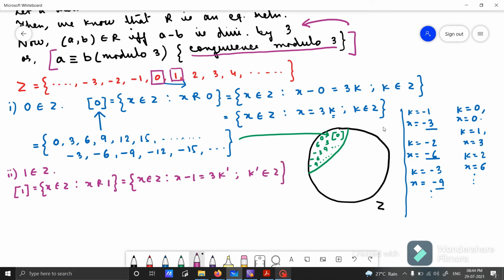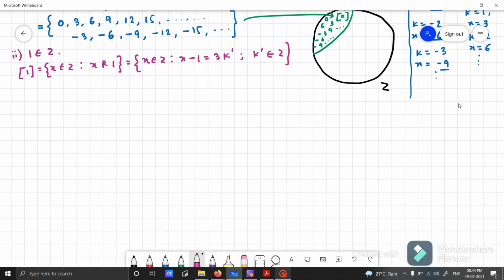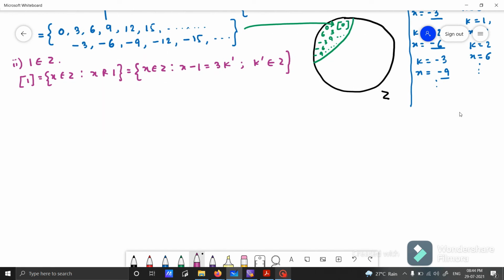Now let us see which are the elements of Z, or rather the integers that will belong to this equivalence class. So in the roster form we will try to list the elements. So what do we have here? Let me show the rough work here then. So x minus 1 equal to 3k dash. So that means x equal to 3k dash plus 1, where k dash is an integer. So now keep putting values to k dash and you get the corresponding values of x.